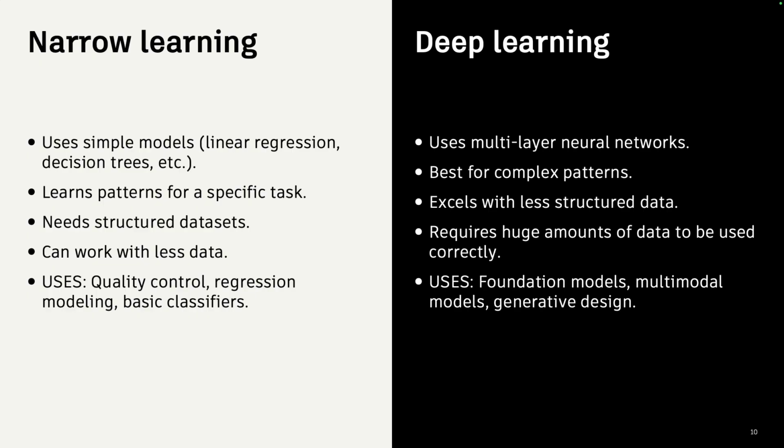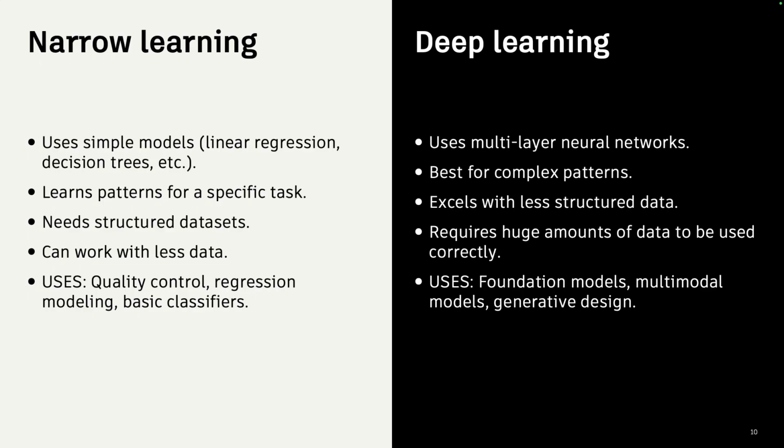Now, when you hear about machine learning, a lot of people will publish that they're doing deep learning. But what they're actually saying is that they're using deep learning, not narrow learning. And here are the differences. So with narrow learning, we're using simple models, linear regression, decision trees. If X, return Y kind of thing.